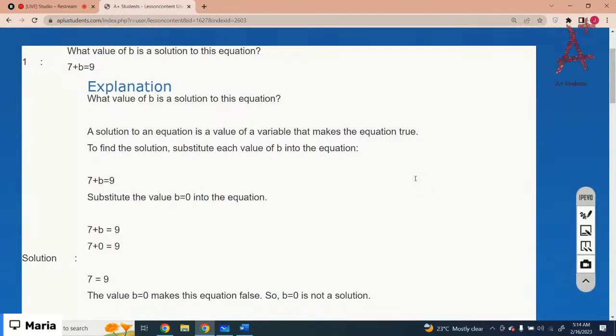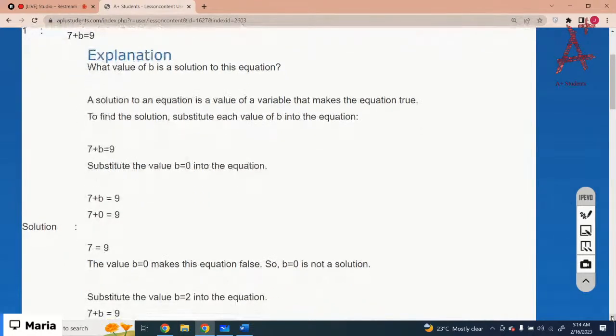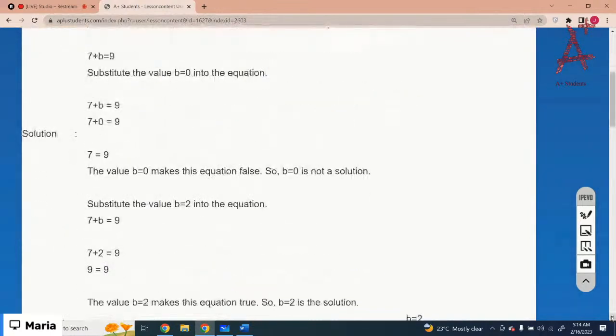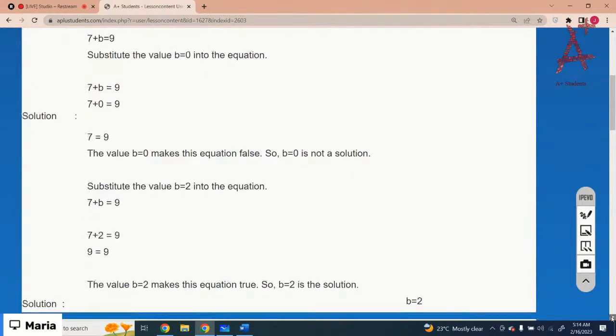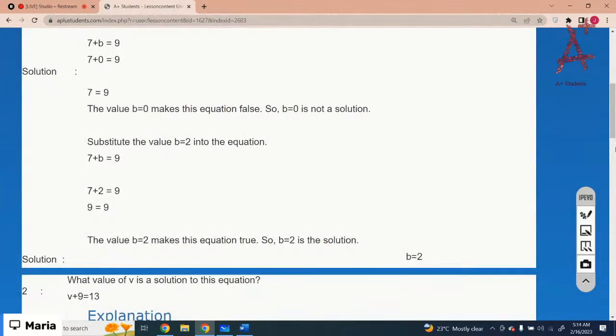So to find these solutions, substitute each value of b into the equation. Substitute b equals 0. Let's just replace b with 0. So 7 plus 0 equals 9. 7 plus 0 is 7. 7 equals 9? No, that means this isn't the correct option. Got it? Okay, let's suppose b is 2. 7 plus 2 equals 9, and 9 equals 9. Both sides of the equation are now equal. That means the correct option is 2. Got it? The solution of the equation is 2.